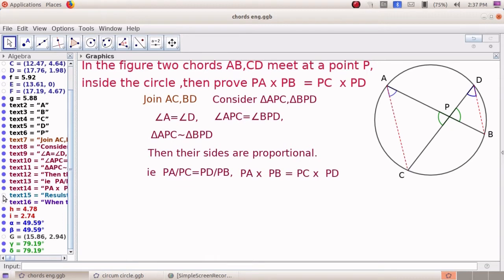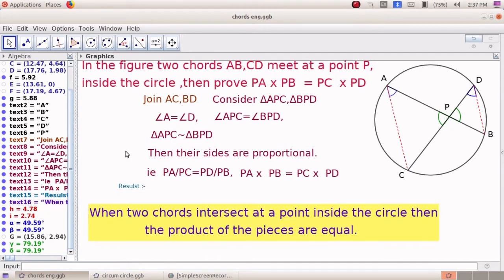Here we get a very important result. Let us write that one in a box. When two chords intersect at a point inside the circle, then the product of the pieces are equal. That means whatever product we get when we multiply these two pieces, the same answer will be there by multiplying these two pieces. Okay, this one is very important.